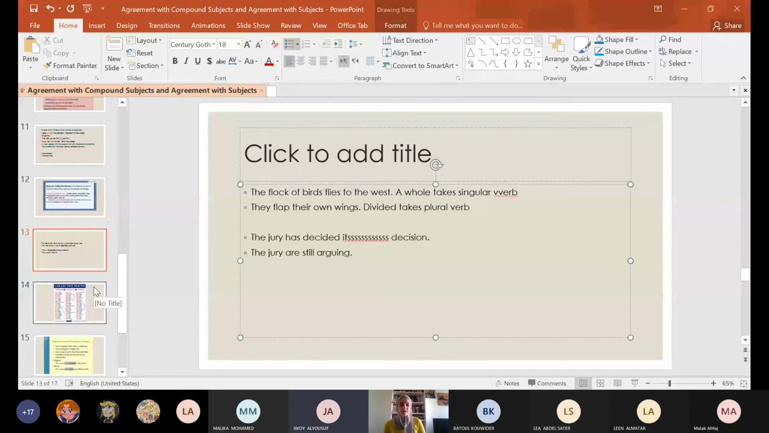Okay, and then how are you able to differentiate? Through the meaning of the sentence, the context of the sentence. So when I say the jury are still arguing, I know that each one is talking, so I say are. But if I understand from the sentence that all of them take the same action, they are all one unit, so singular: has decided.